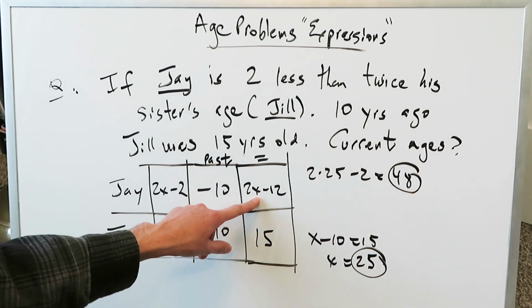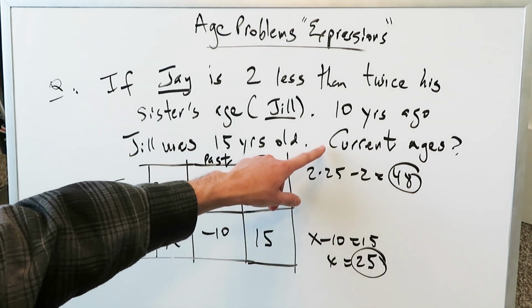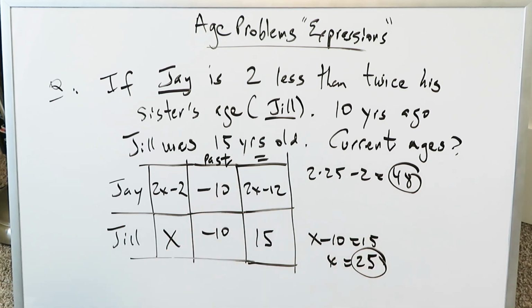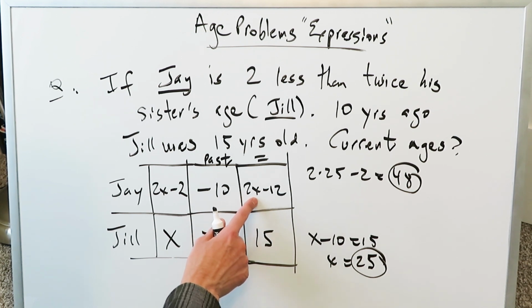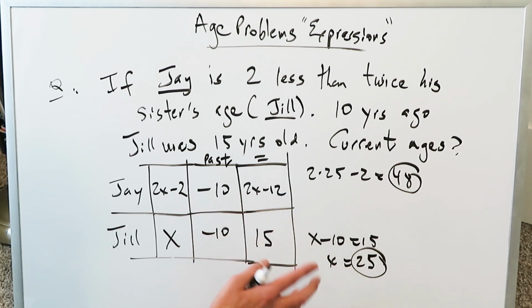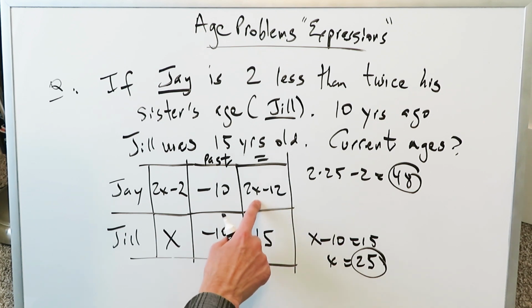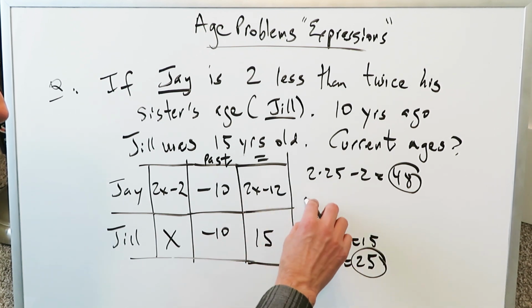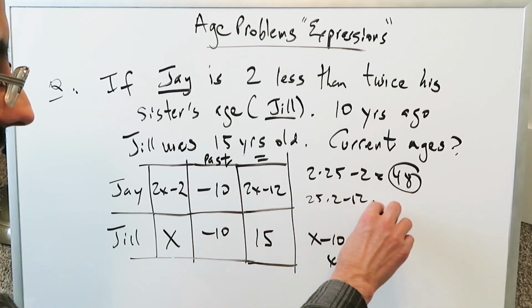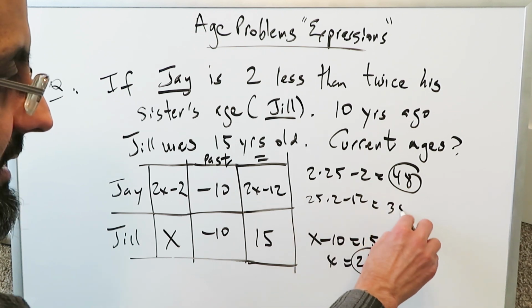You didn't really need to even utilize this unless the question was, what were their ages 10 years ago? In that instance, you can solve this. 10 years ago, all you'd have to do is plug the value x, 25, into right here, and you would go for 25 times 2 minus 12, and you know what that would be. 50 minus 12 would be 38.